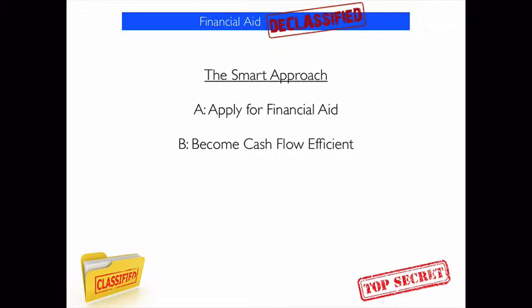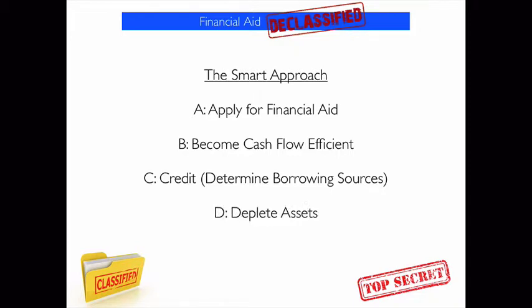B, becoming cash flow efficient. Now later in this series, we'll show you really what that means and a few things you can do in your strategy to help the efficiency of cash flow. C, your credit. Determine your true borrowing sources, not just tapping out and borrowing anything that you can. And then D, be deplete the assets appropriately.